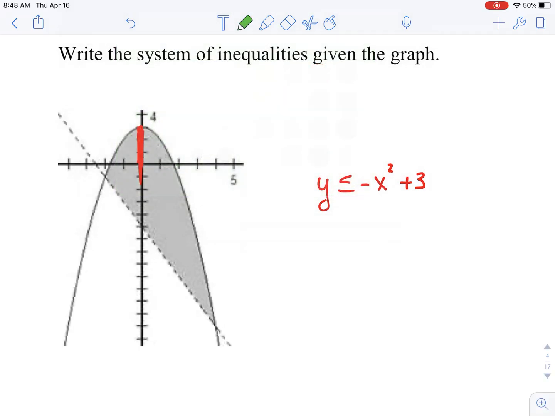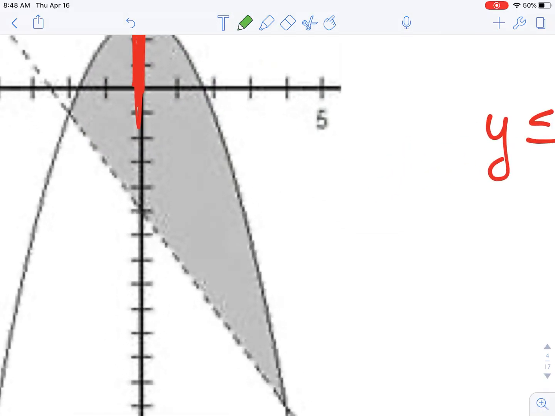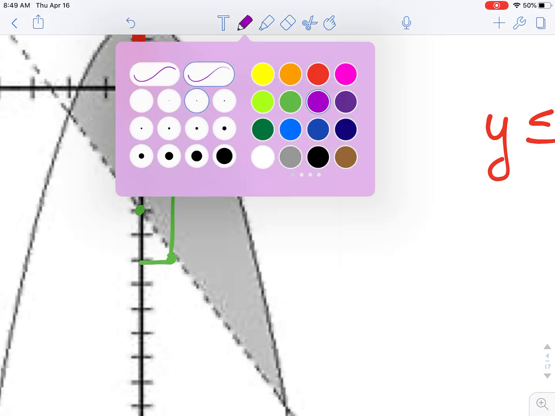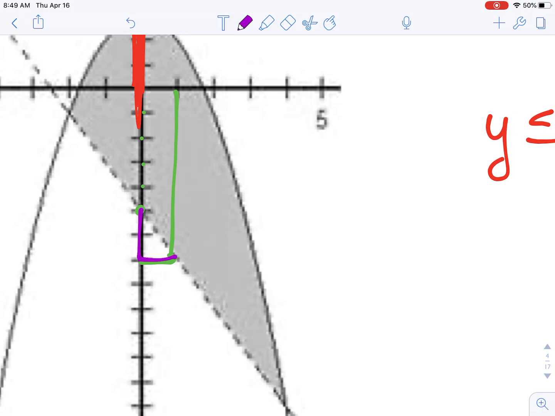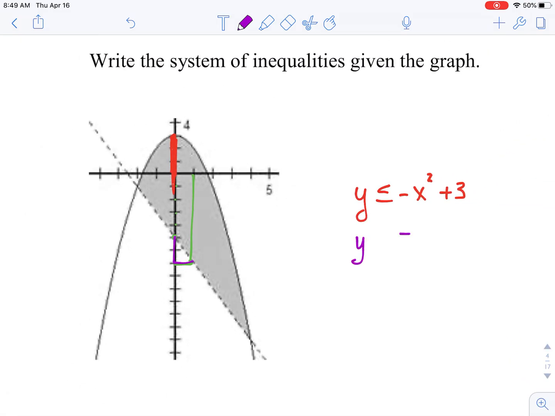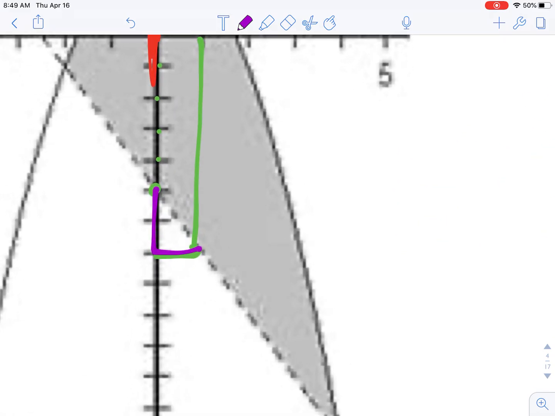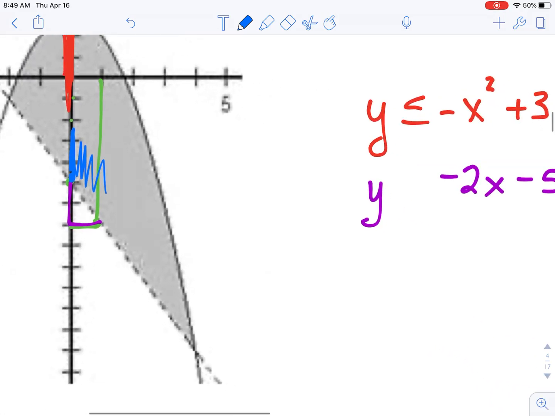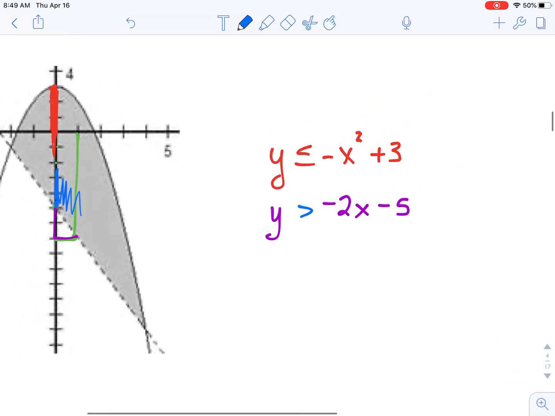And then for the next one, our y-intercept is 1, 2, 3, 4, 5. And then it looks like, trying to line up our points here, our next point looks like it went down 2 over 1. So down 2 is -2 with a y-intercept of -5. Now this shading, if you find where it touched the y-axis, this shading was you were shading above. So this one's going to be greater than, and you're not going to use an equal to because it had a dashed line.